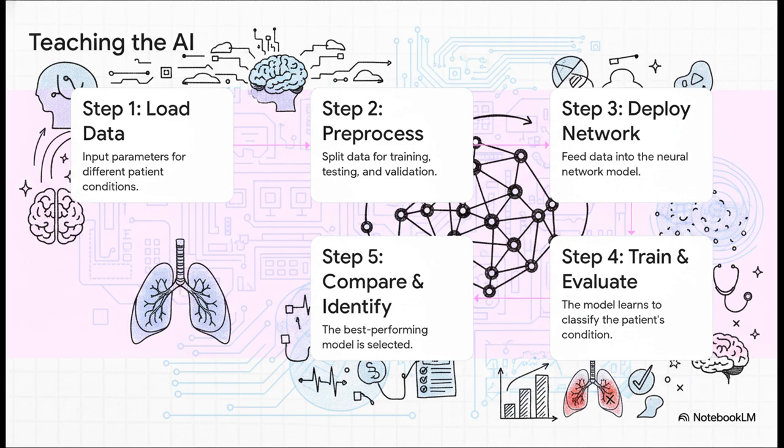And teaching this brain is a step-by-step process. You start by feeding it a ton of data from different patient conditions. Then, you let the network go to work. It chews on that data, learning and relearning, looking for the tiny, subtle patterns that separate a normal patient from someone with COPD or pneumonia, until it gets really, really good at telling them apart, all on its own.